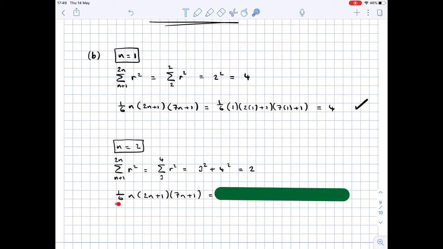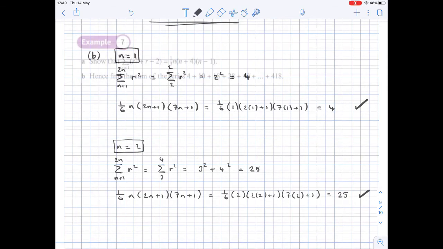And then checking our formula gives us the following. And calculating that gives us 25. They're both 25. Sorry for that, erasing too much. So we've now verified both, and the question is complete.